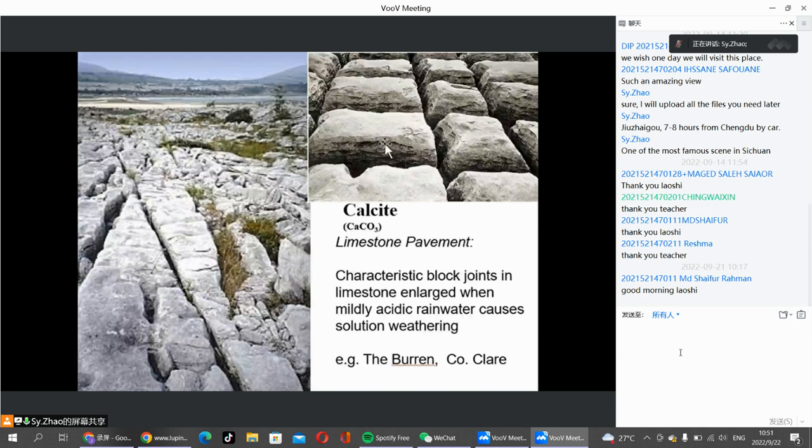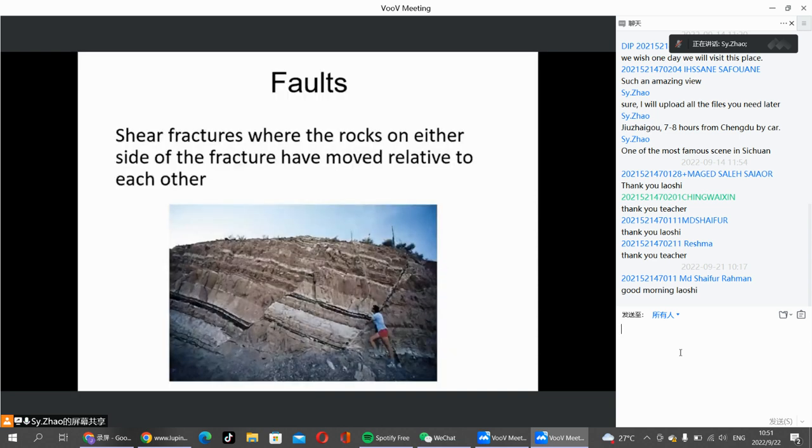And limestone is a sedimentary rock. The basalt is igneous rock. The limestone is composed of calcium carbonate, which can be easily dissolved on the Earth's surface in nature by surface water or rainfall. And the block joints like this in limestone enlarged when mildly acidic rainwater causes solution weathering, which belongs to chemical weathering.